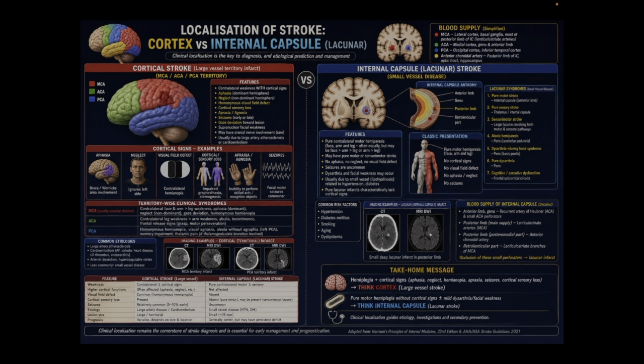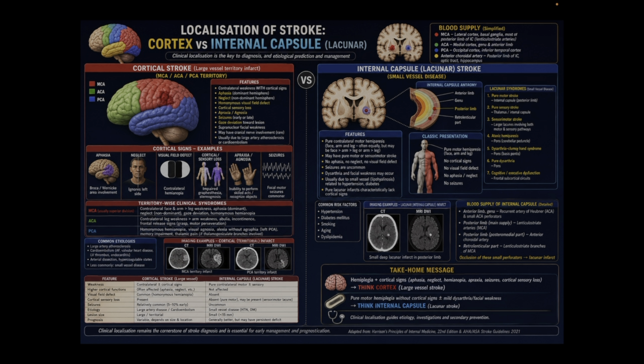The first question when evaluating an acute stroke patient is: where is the lesion? The second question is: which blood vessel is involved? The third question is: what is the underlying mechanism? Clinical localization answers all these three.